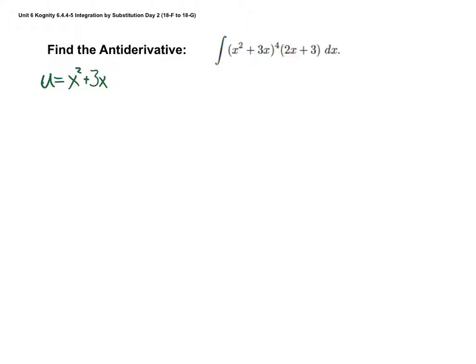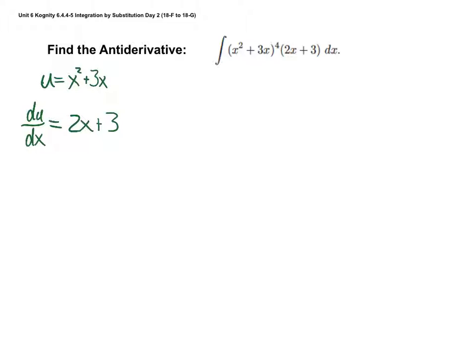Now, du dx is what? What's the derivative? 2x plus 3. Oh, what do you know? That looks familiar. It's linear. Well, the original one wasn't linear. The derivative happens to be linear.